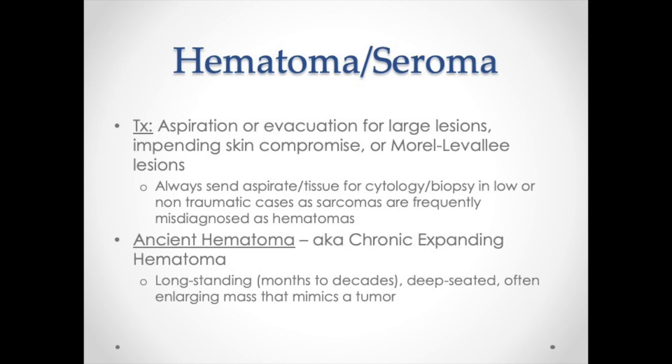An ancient hematoma or chronic expanding hematoma is a long-standing, months to even decades, deep-seated, often enlarging mass that mimics a tumor. So these ones, for all intents and purposes, completely mimic a sarcoma and should be dealt with very carefully in case they are, and usually it's going to be an open biopsy or procedure that will give you the diagnosis that it's actually just an ancient hematoma as opposed to a sarcoma.